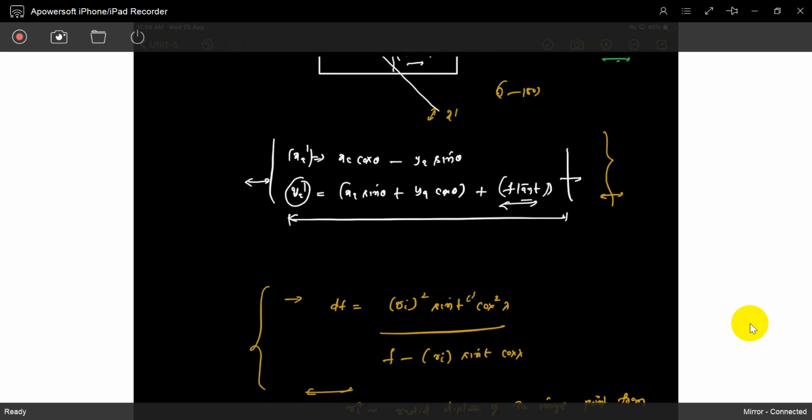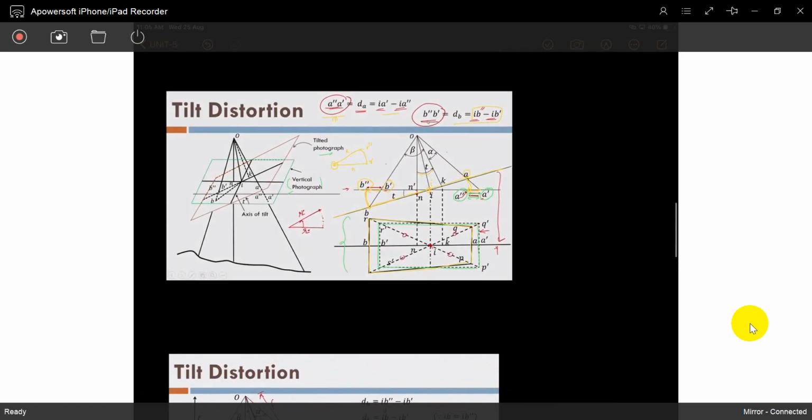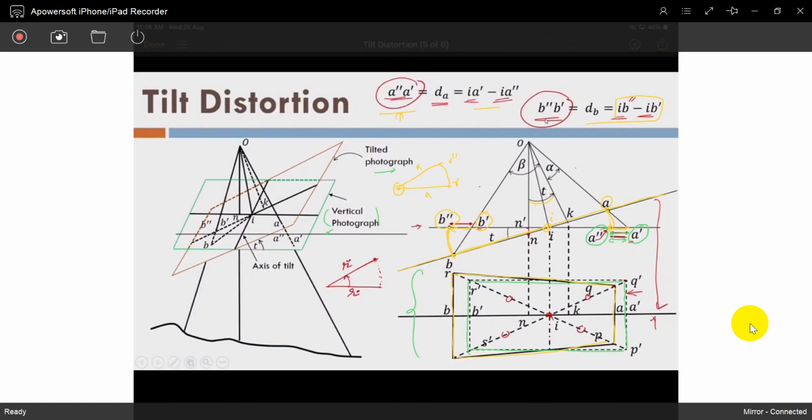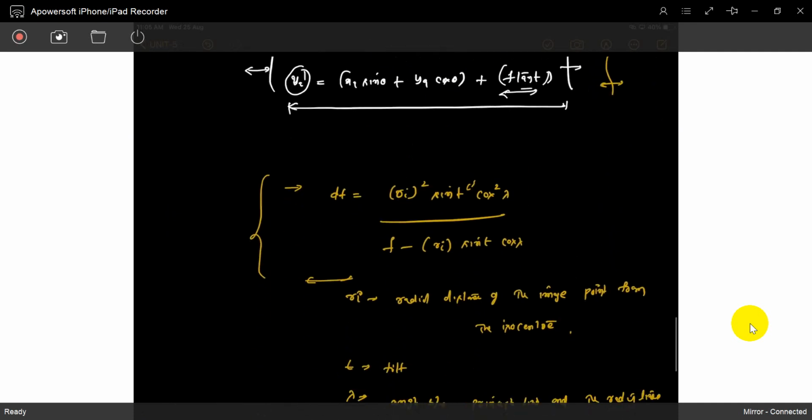If the photograph is slightly tilted, the position of a point may be displaced a little. The distortion will come like this. A vertical photograph is exactly rectangular, while the tilted one has a trapezoidal shape, so a small variation in position will come. How much it varies compared with the rectangle is called tilt distortion, and it is given by this formula. There is no need to use it, but it is mentioned in the syllabus, so we don't skip it. We have to discuss it.